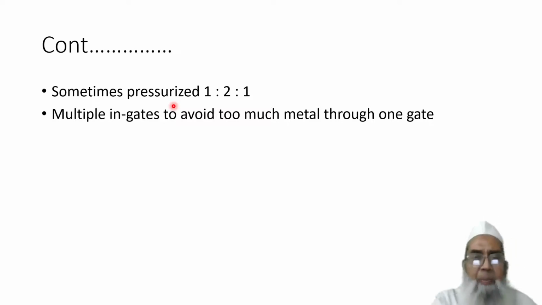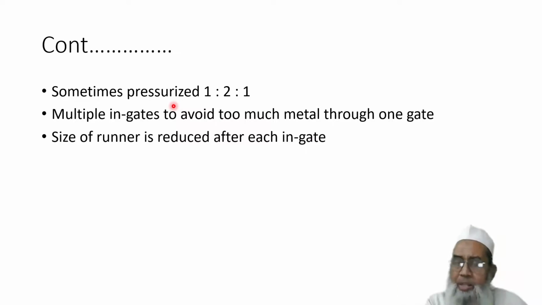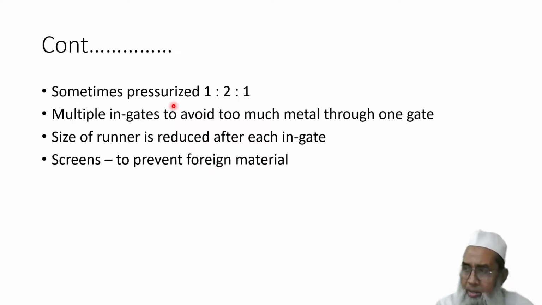Moreover, by providing multiple ingates, we can also ensure proper filling of the cavity. Instead of one gate, we can have a number of gates. With the number of gates, the size of the runner is reduced from one gate to another, by the amount of that of the ingate, so that the whole flow remains constant through each ingate, and screens can be used to prevent foreign material from getting into the casting.